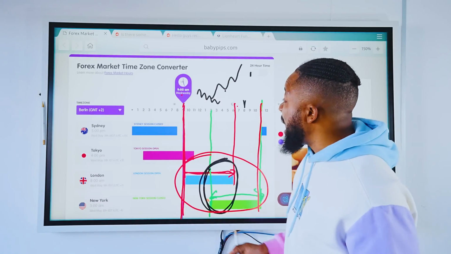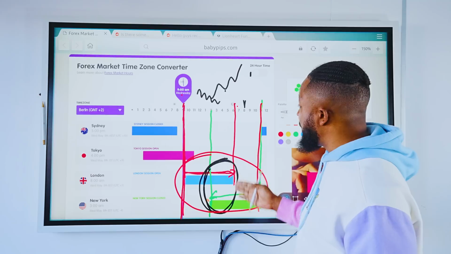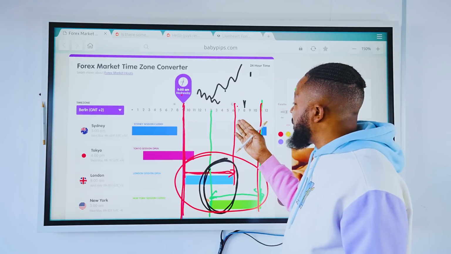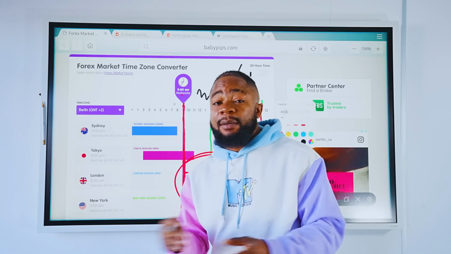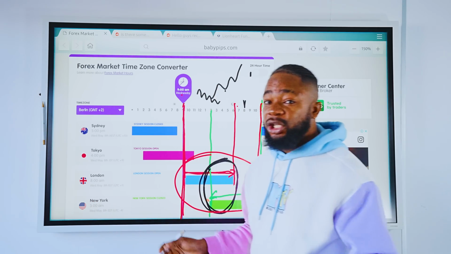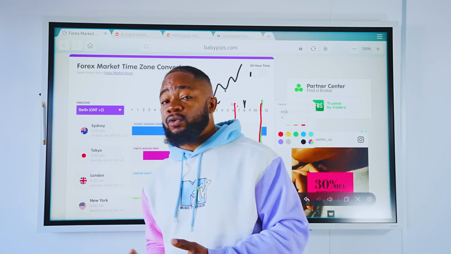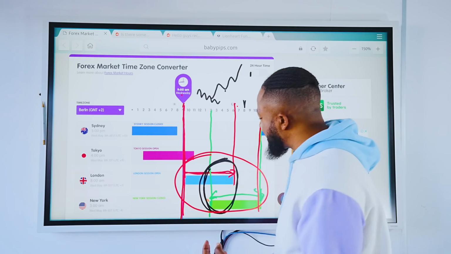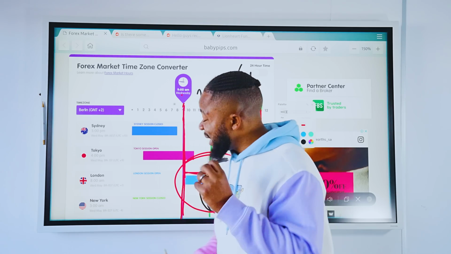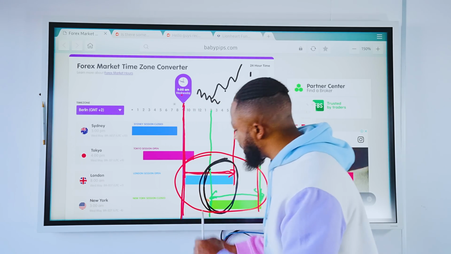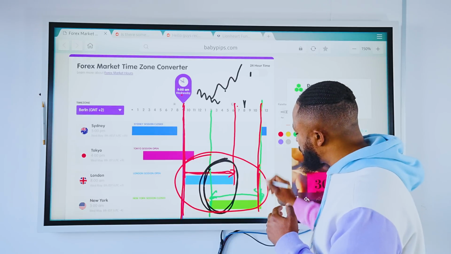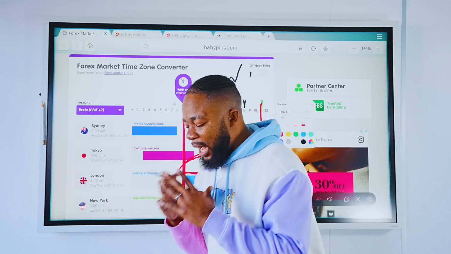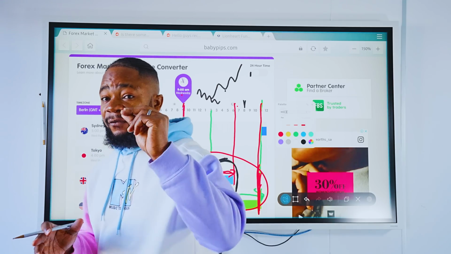Even before we get to the end of the London session, by 4, 5 p.m. sometimes I'm already done for the day. It doesn't mean I need to trade right up to the New York session. But if you are still active, if you are still looking for setups, make sure you look for your setups from the start of the London session right up to the close of the New York session. Anything after that, go to sleep, go have some rest. Don't force it, for these reasons.